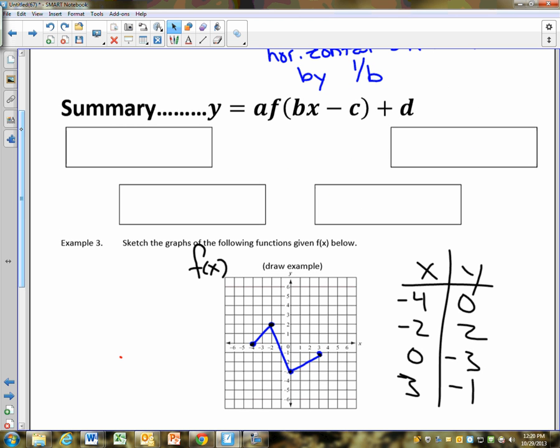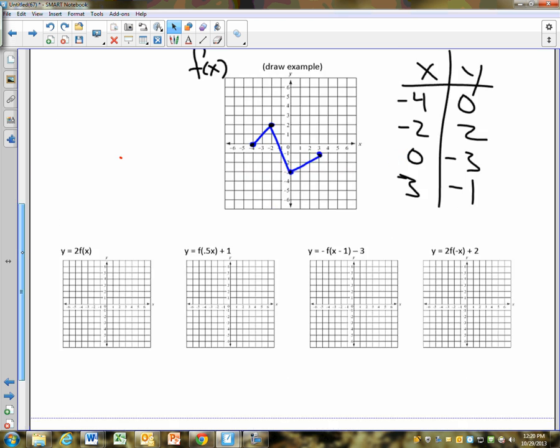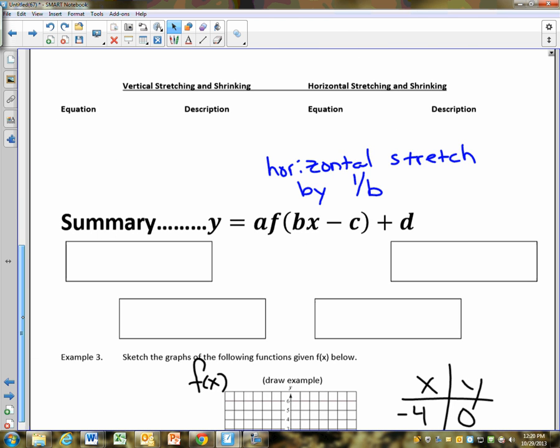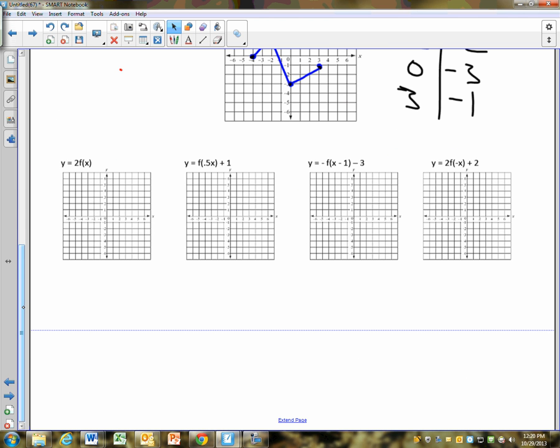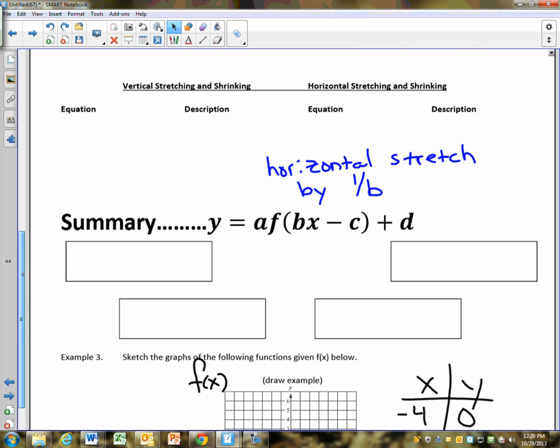I don't know why the screen does that, but we left off with this piece. And now what we're going to do is apply transformations to 4 points on a function. And this is something that you will see on your test. So we want to make sure we know it well.